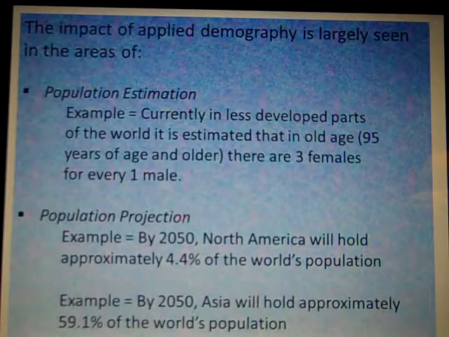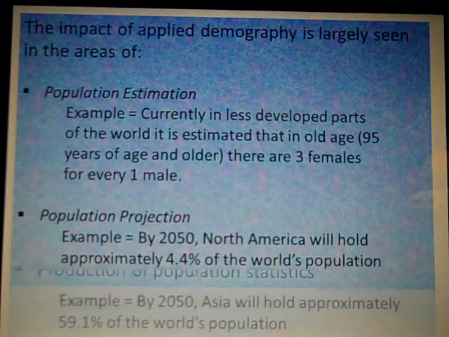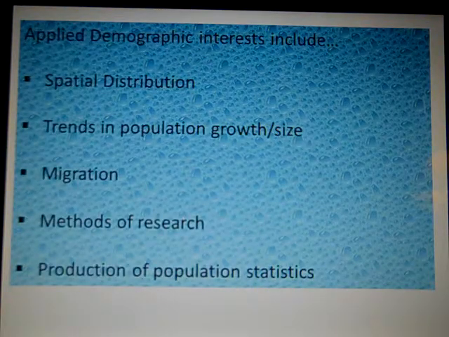And then we look at population statistics and understand that if the current trend holds, by 2050, Asia alone will have almost 60% of the world's entire population. That's a lot of people, and that's a big number. So we can start to project and try to come up with solutions to possible issues there.